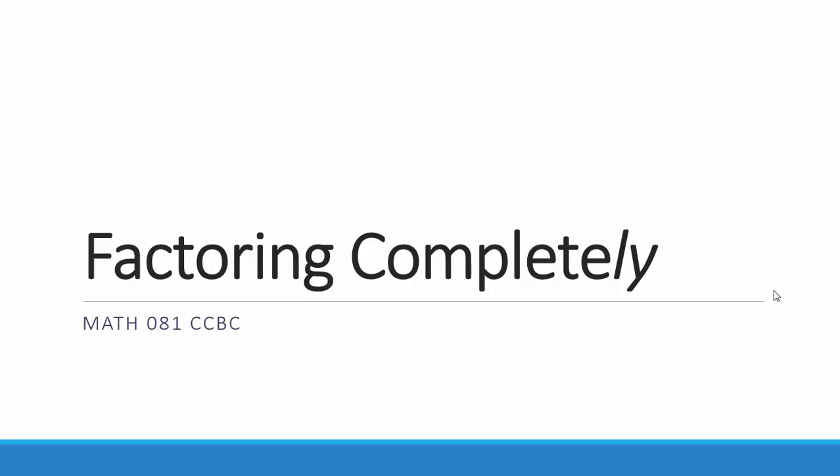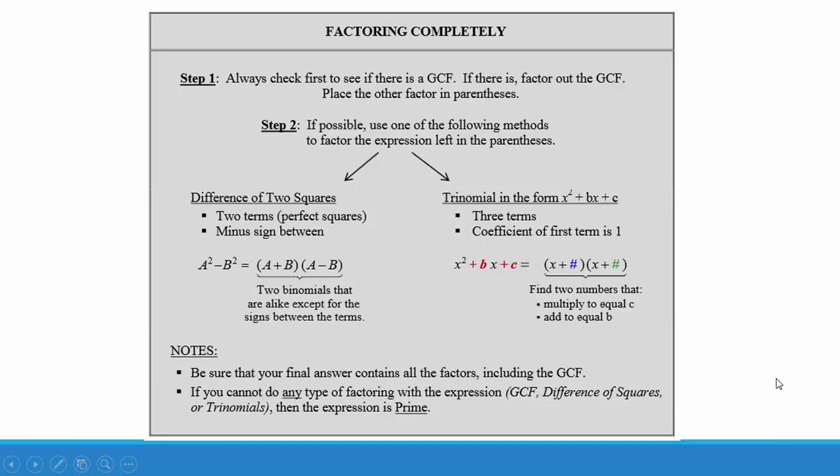In this video, we are going to learn how to factor completely using the techniques we have learned in the previous videos. Step 1. Always check first to see if there is a greatest common factor. If there is, factor out the greatest common factor. Place the other factor in parentheses.